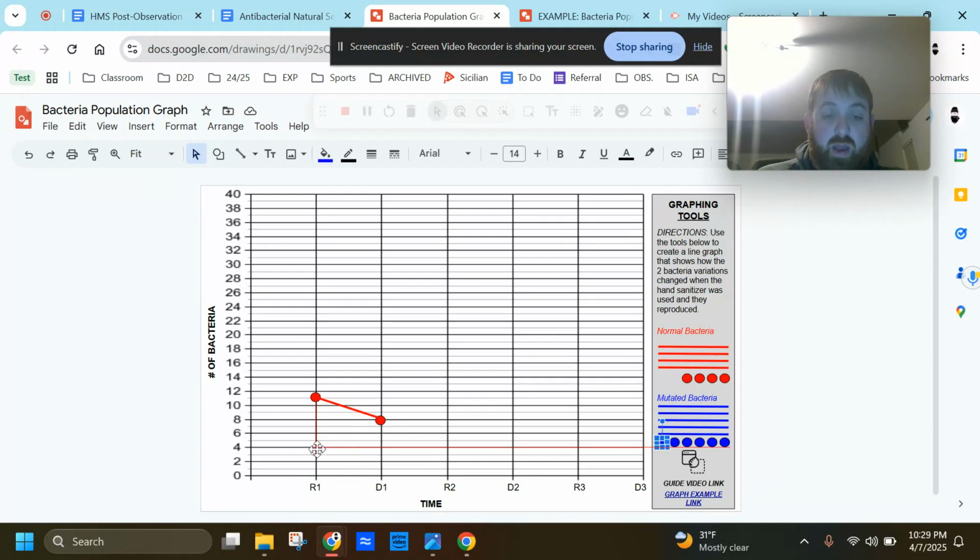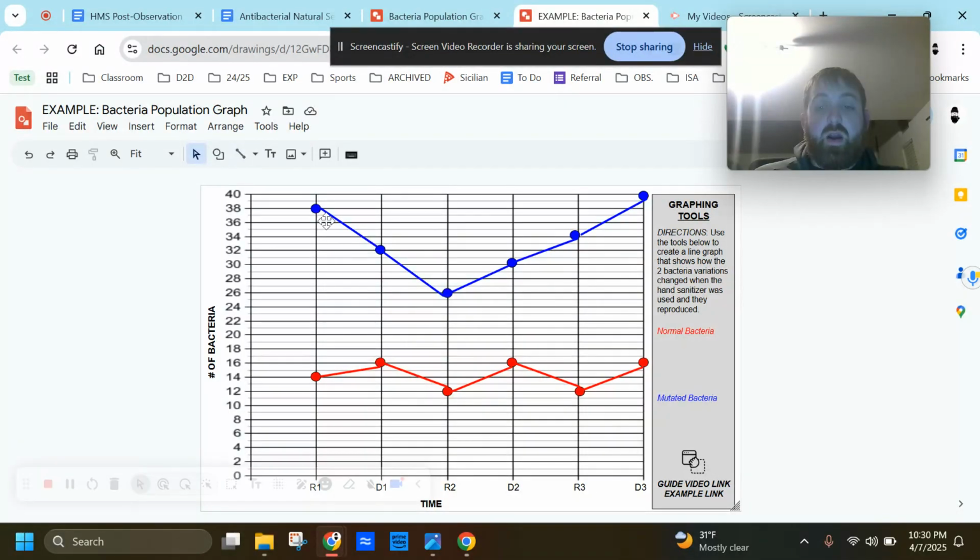Maybe for the first one, you had only 4, and maybe after your dose 1, it stayed at 4. So again, drag a line to show that the population of Skittle bacteria went from 4 to 4 after the first dose, so we're able to see that change over time. When you're done with this entire graph, you'll be able to see and compare both your mutated population to your normal or beginning population of bacteria.